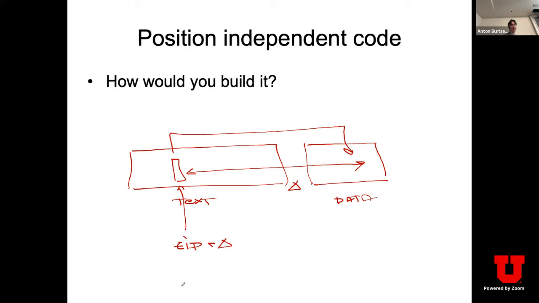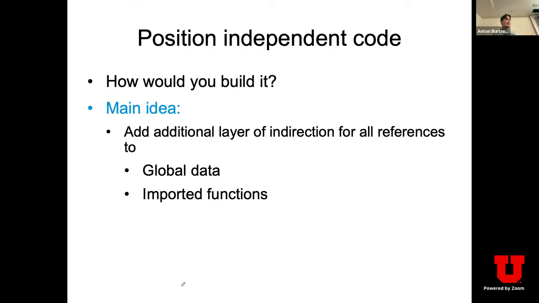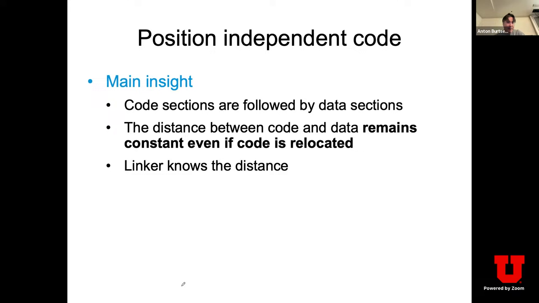Okay, let's take a look at the details. At a high level, they introduce a table, which is an additional layer of indirection to access all references. The distance to that table is known to the compiler and linker upfront. So this distance remains constant, even if the code is relocated, moved in the address space to a different address. At a high level, it looks like this.